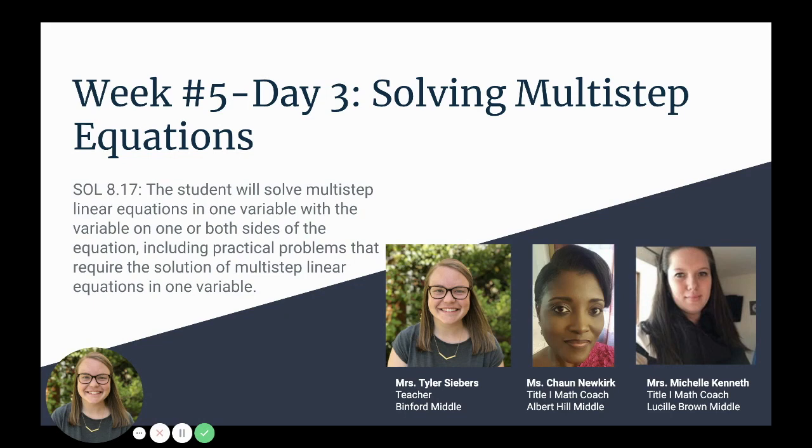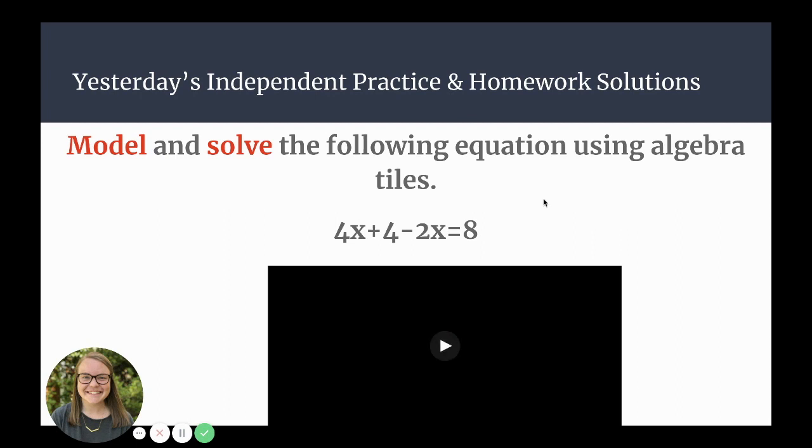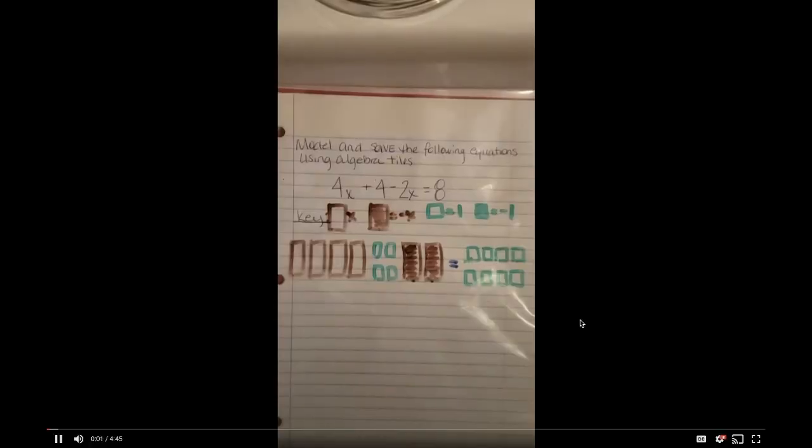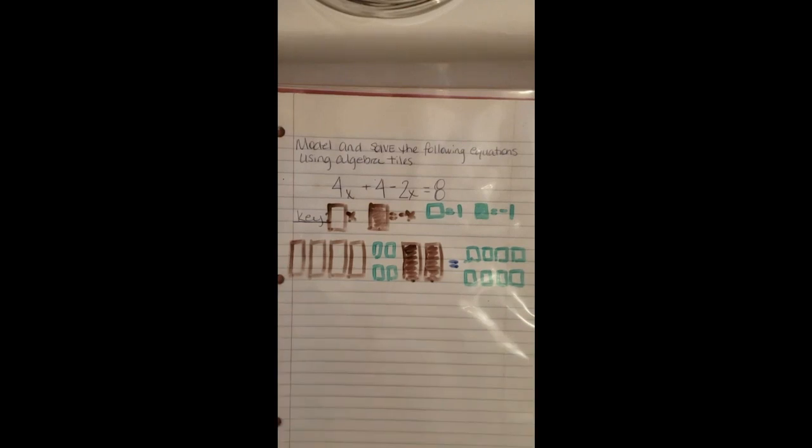Let's go ahead and go over our homework from yesterday. Here's that first problem with its solution. So today what we're going to do is model algebraic equations using algebra tiles. We were given the equation 4x plus 4 minus 2x equals 8.